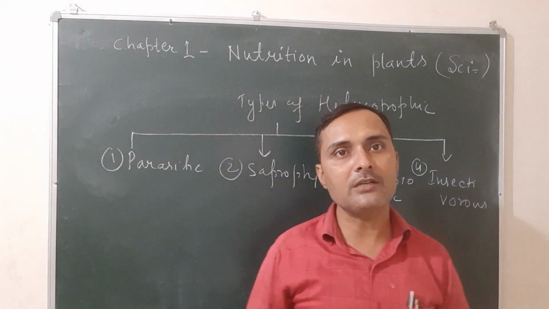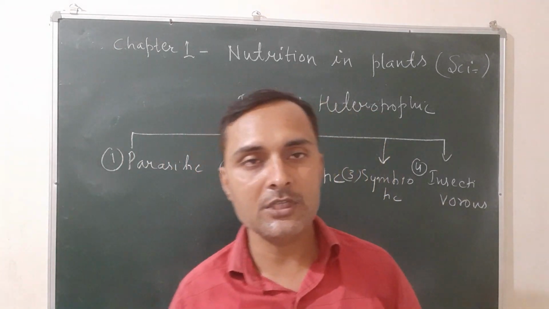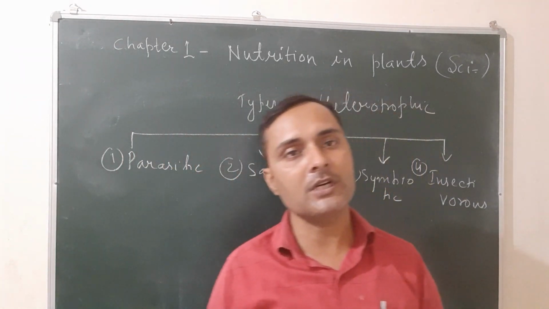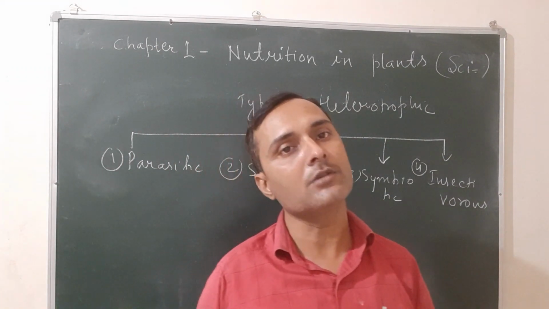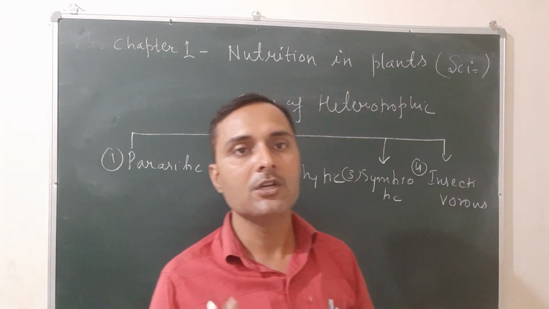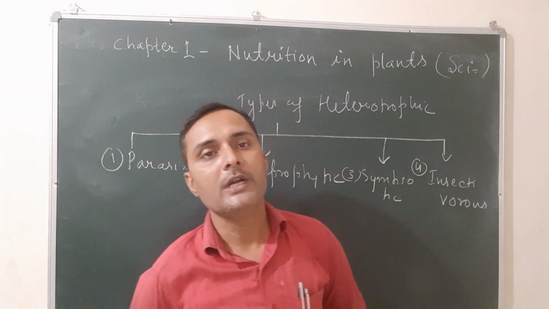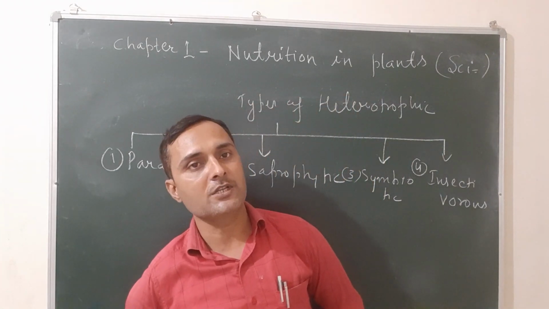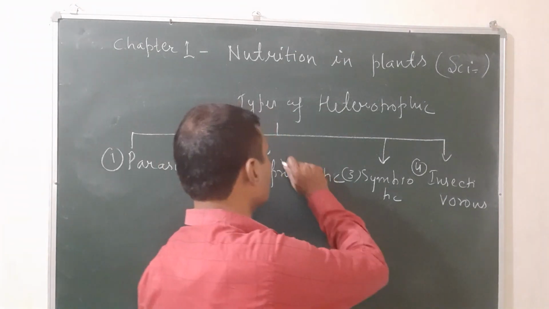Okay. So what is parasitic nutrition? The mode of nutrition in which one organism obtains food from another organism is known as parasitic nutrition. What is saprophytic nutrition? The mode of heterotrophic nutrition in which one organism obtains food from dead remains of plants and animals is known as saprophytic nutrition.